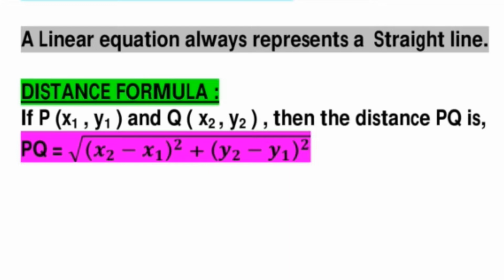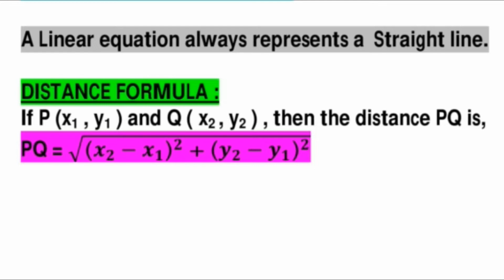Moving on to the next section, graphs of linear equations. A linear equation will always represent a straight line. So the graph of a linear equation is a straight line. How to plot points on graph paper you have learned in your previous classes. If we plot the points and join them, we can easily find the graph of a linear equation, which is a straight line only.